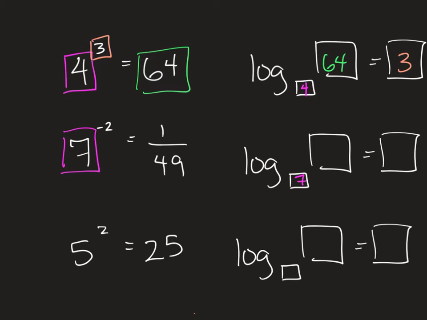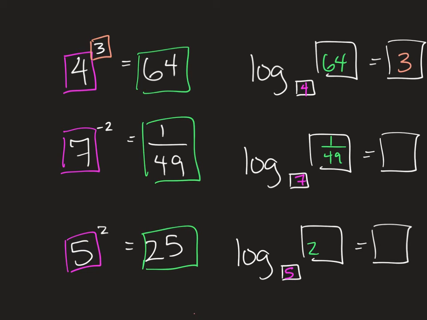The 7 is the base. The 5 is the base. The argument is 1 over 49 here. The argument here is 25. And then, of course, the exponent here is what the log is equal to. So in that case, those are all of those things. So hopefully that helps you understand what the logs are. Now, why is it that I even want a log?